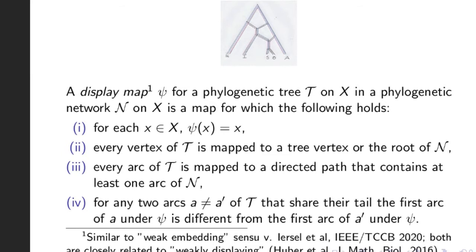And finally, for any 2 arcs in my tree T, let's call them A and A prime, such that they share a tail, the first arc of A under my map psi must be different from the first arc of A prime under psi. Now, display maps are very similar to weak embeddings, sensu Huber et al. 2020. And both these concepts, i.e. weak embeddings and display maps, are very closely related to the concept of weakly displaying introduced by myself and co-workers in 2016.